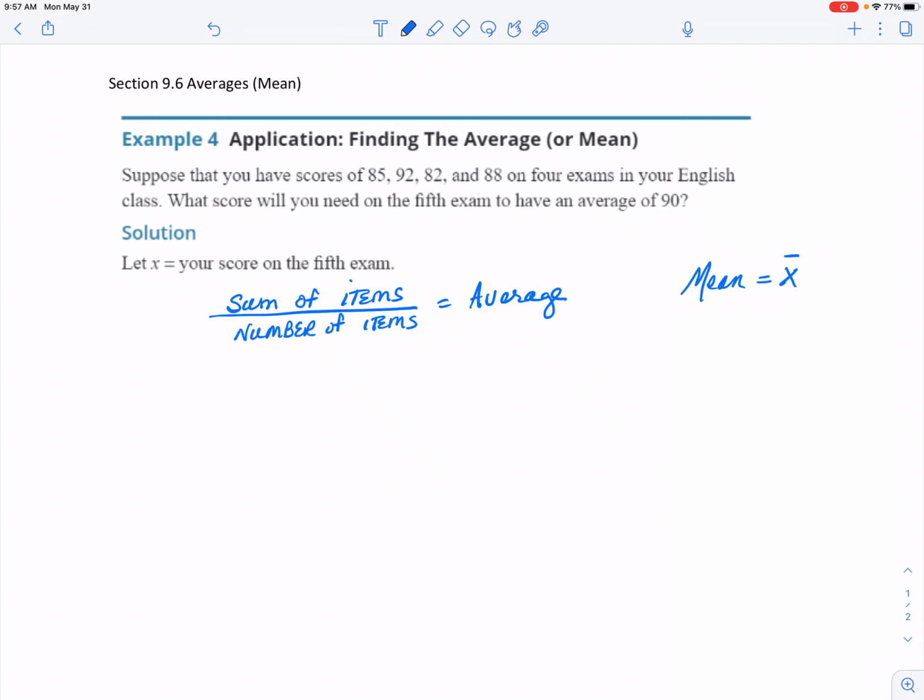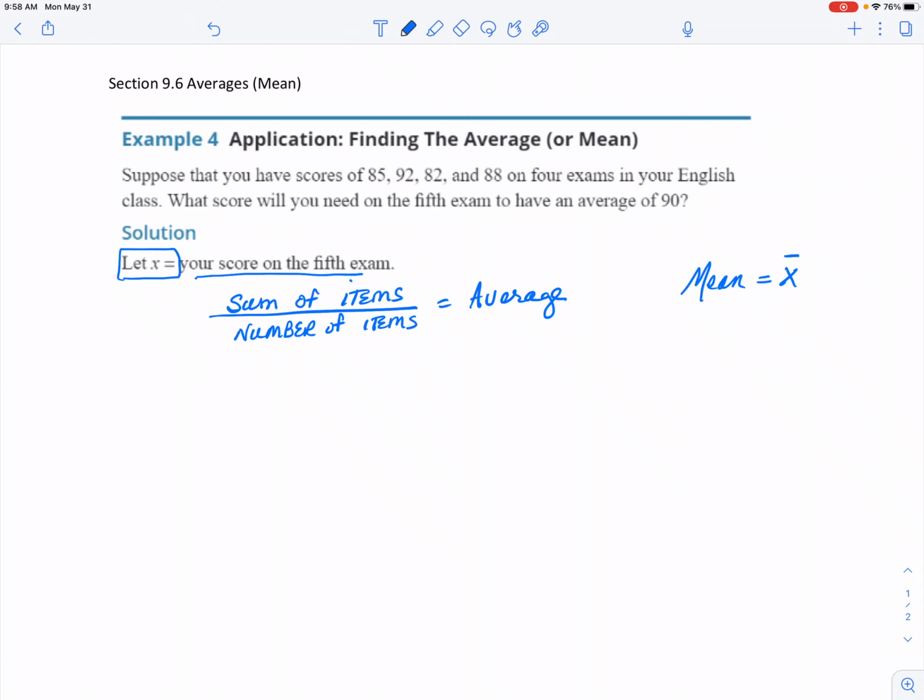All right, so let's just read through this problem. Suppose that you have scores of 85, 92, 82, and 88 on 4 exams in your English class. Those are good scores. What score will you need on the 5th exam to have an average of 90? Let X be the score on the 5th exam. So we've assigned our variable here. X is the score, a missing score on the 5th exam.